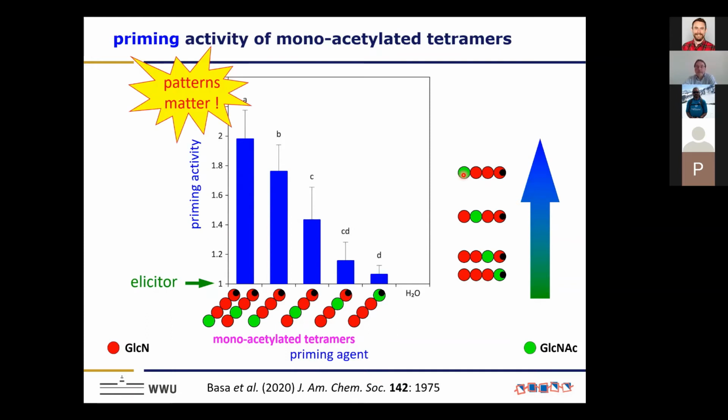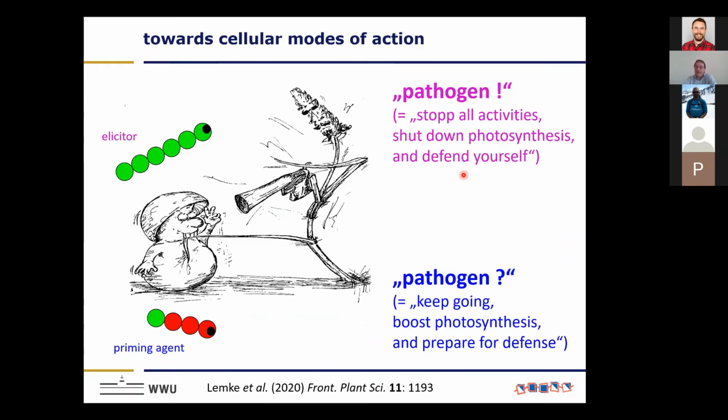So what we can very clearly say is, yes, patterns matter. Different patterns of acetylation will have different bioactivities. So this was our key question at the beginning: does the pattern of acetylation determine bioactivity? Now that we can control the pattern, we can say yes, it does. This is what we are trying to understand now, for instance using RNA-seq approaches.